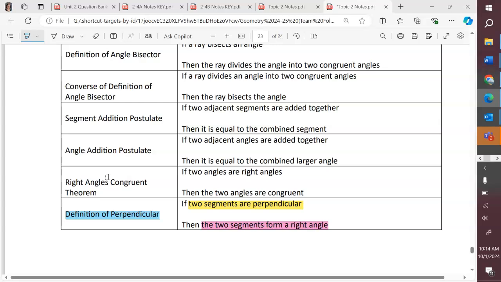I really recommend that you have the last 2 pages of your notes in front of you and you're scrolling through. Your given is going to be the if part, your conclusion will be the then part, and your reason will be whatever's in that reason column.